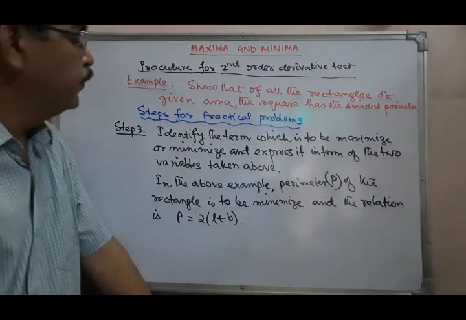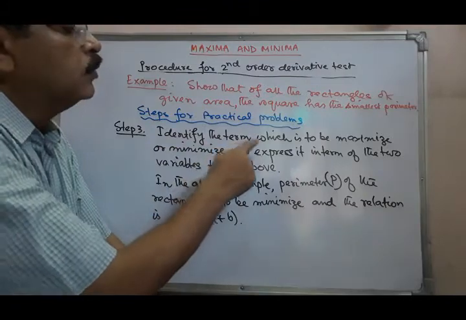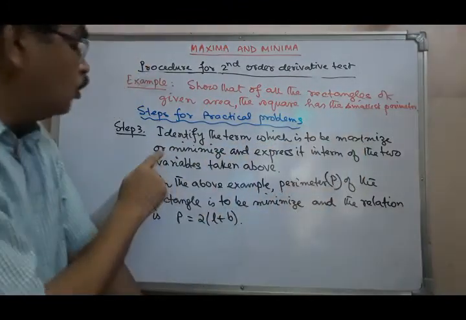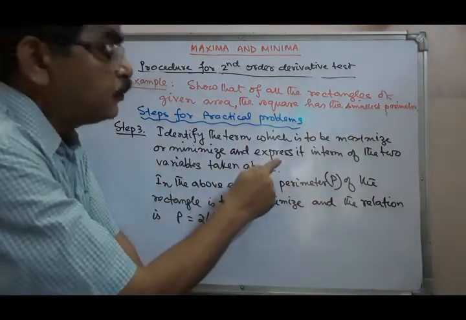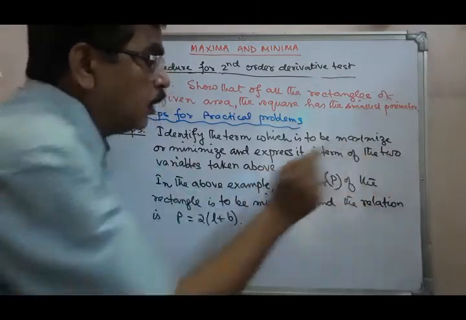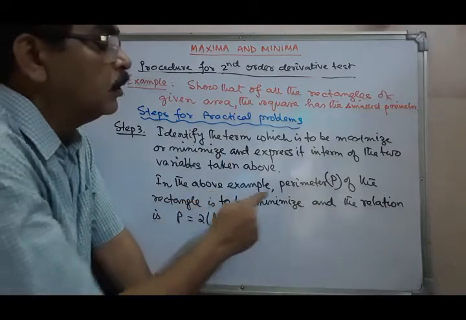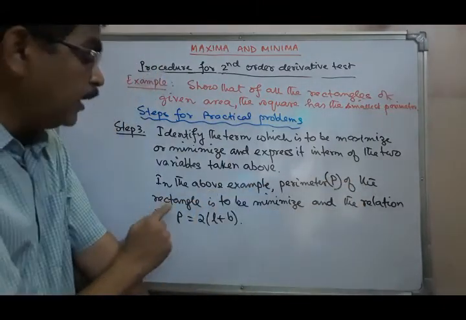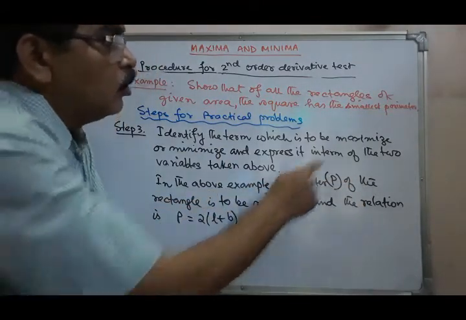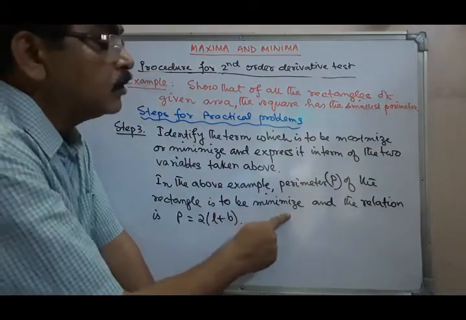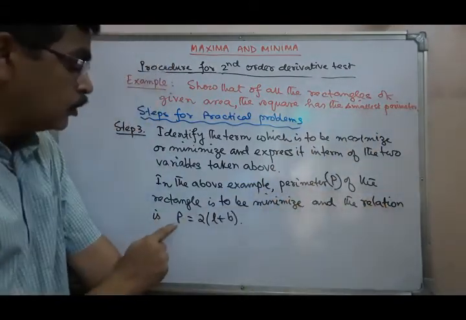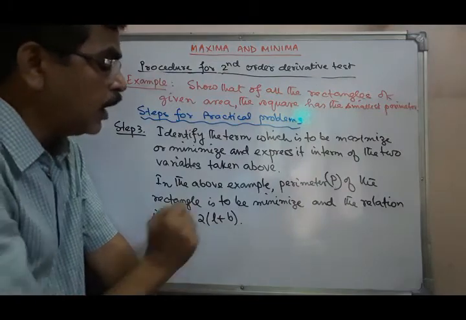Now step 3. Identify the term which is to be maximized or minimized and express it in terms of the two variables taken above. In the above example, perimeter P of the rectangle is to be minimized because we want the smallest perimeter, and the relation is P equals 2 times length plus breadth.